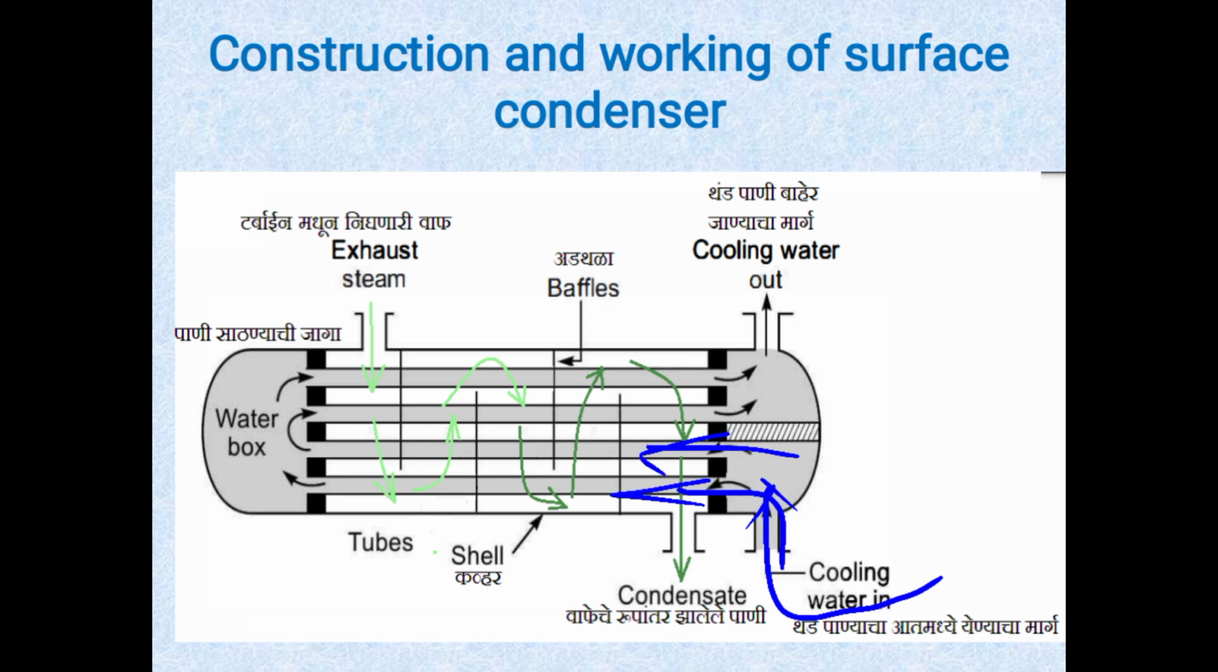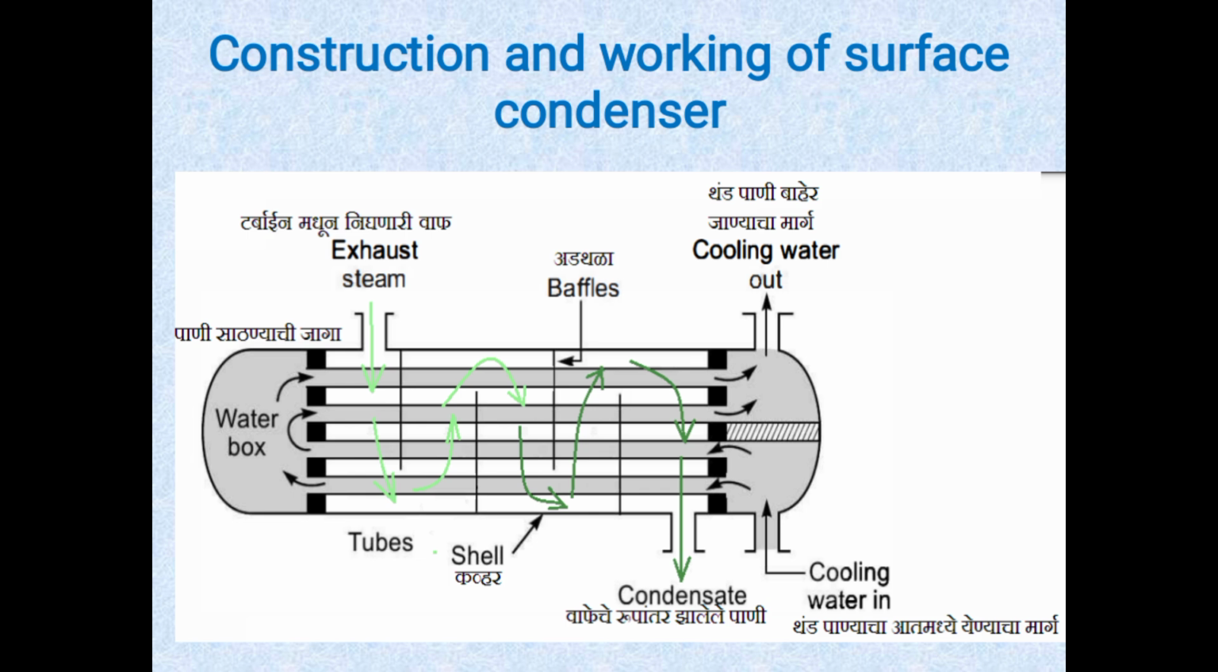Now this is very important. Cooling water flows inside the tubes and steam flows over the tubes. So there is no direct mixing. So it is a surface condenser.